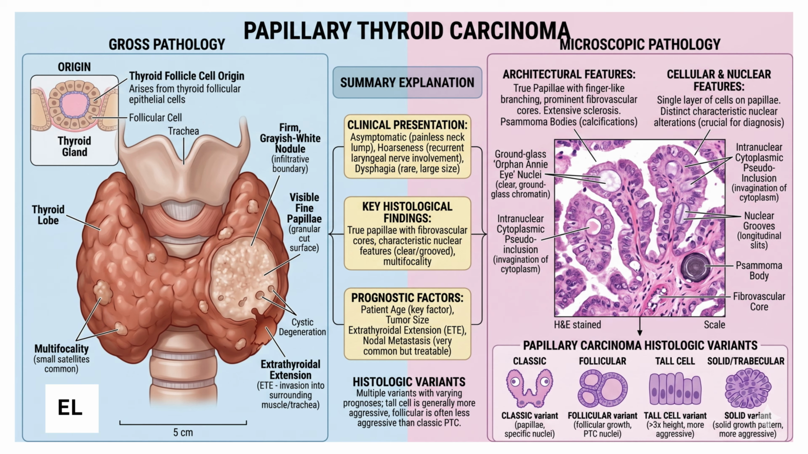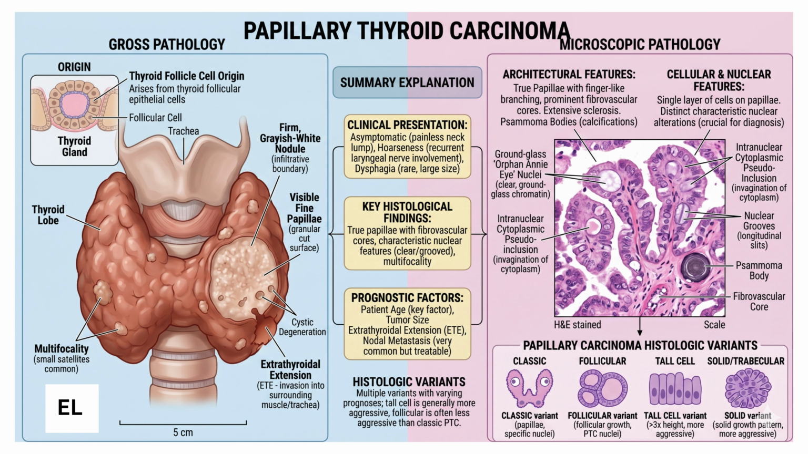Additionally, extrathyroidal extension is highlighted. This is when the tumor invades beyond the thyroid capsule into surrounding structures like muscles or even the trachea. This feature significantly impacts prognosis and staging. Now shift your attention to the central summary panel, which connects pathology with clinical medicine.